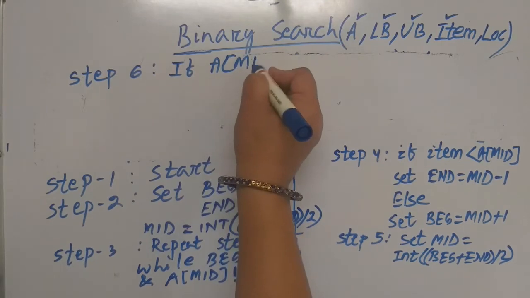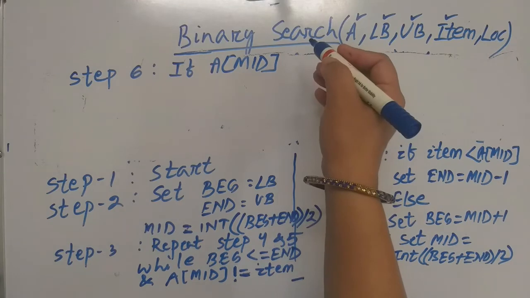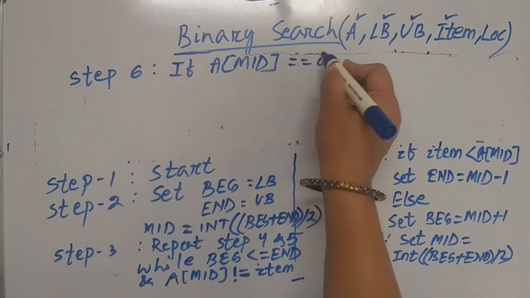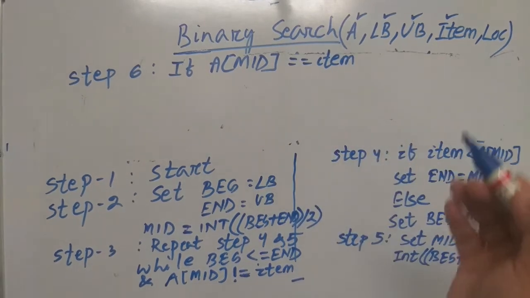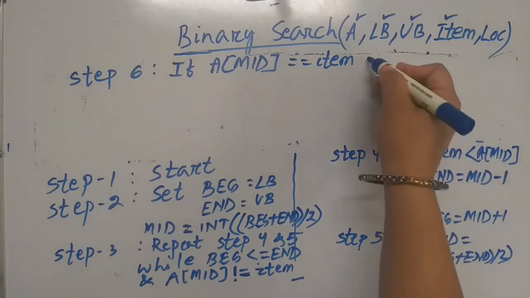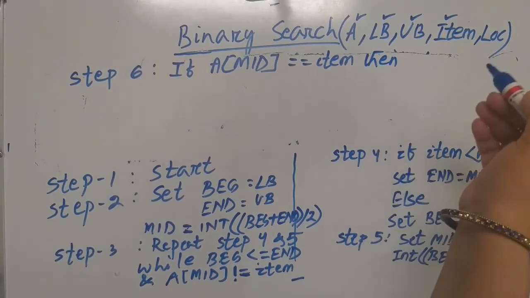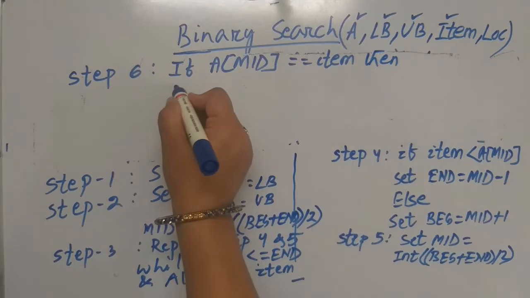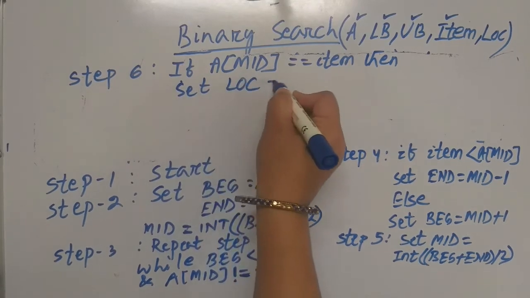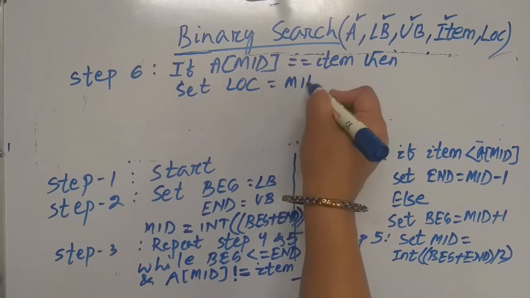We just found the mid position. Then after that, what are we doing? We search it. If A[mid] is equal to item, that means we have found that item. Then we use the location part: set LOC, where LOC means location, LOC is equal to mid.